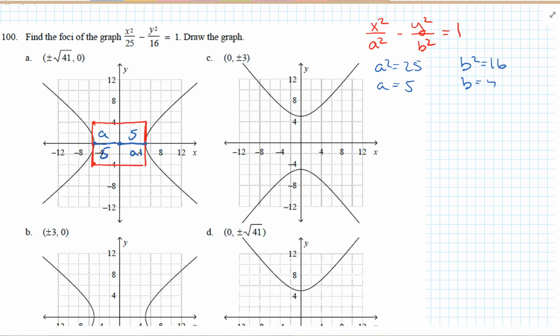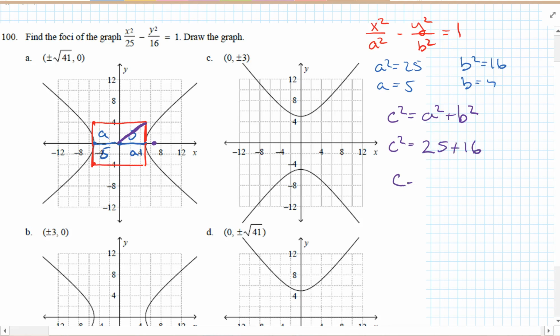The c value we need is the distance of this diagonal, and it's going to fall somewhere in there. So our c value for a hyperbola is bigger than a or b. For the Pythagorean theorem, our c value is the hypotenuse. So c squared equals a squared plus b squared. a squared was 25, b squared was 16, so c squared equals 41. So c equals the square root of 41.